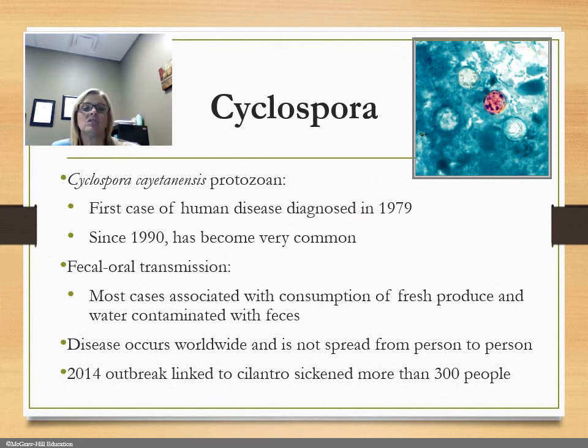So Cyclospora is going to be our protozoan here. This is something that has been around since the late 1970s, that we were able to see anyway. It's going to have a fecal-oral route. Most cases are going to be due to consumption of produce that has been contaminated or contaminated water, usually due to feces. This can occur worldwide. It does not spread person to person, okay?